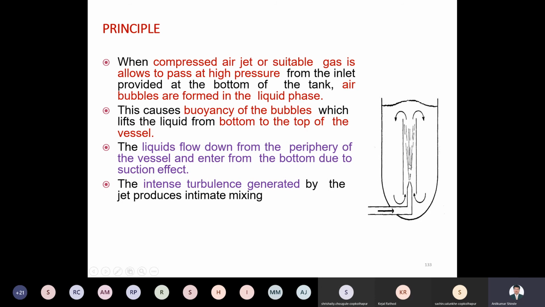So with that air, what will happen? It creates a flow. The material goes upward and again goes downward, many times, and mixing is possible with this. That's why it is called an air jet. Air jet means compressed air or inert air passed at high pressure at the bottom of the tank.